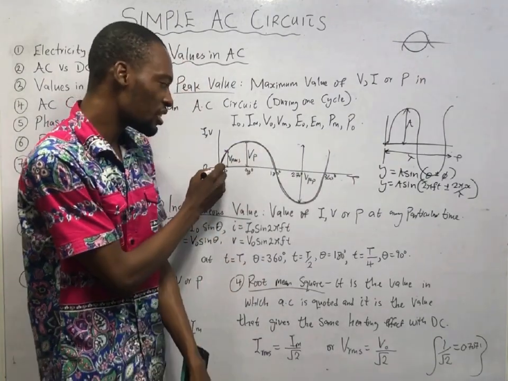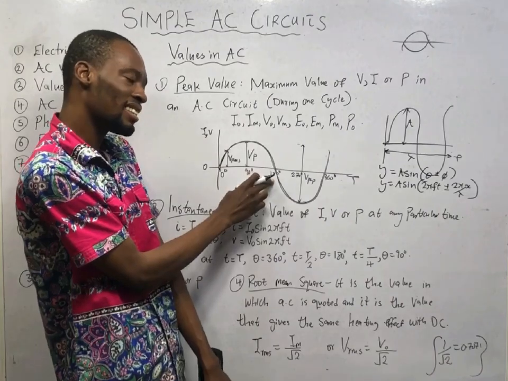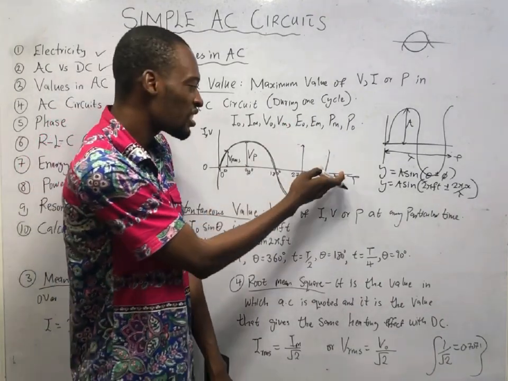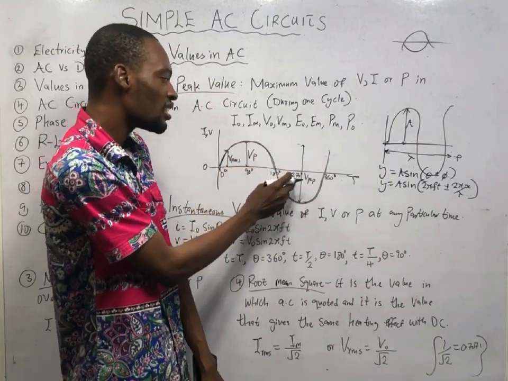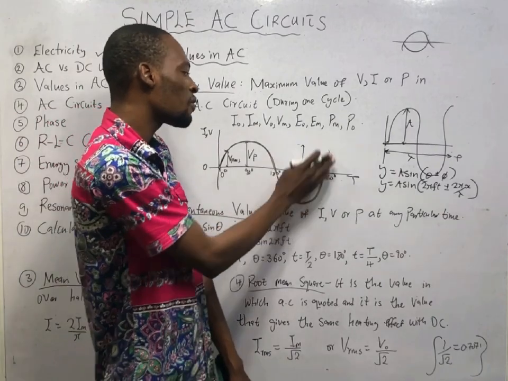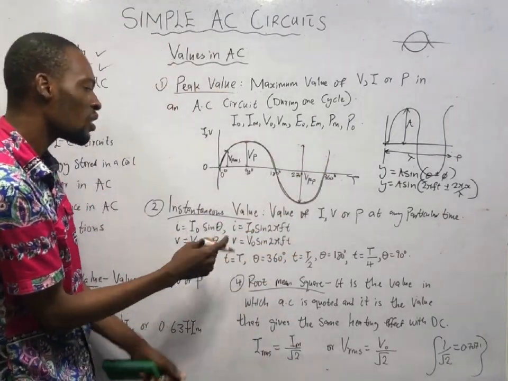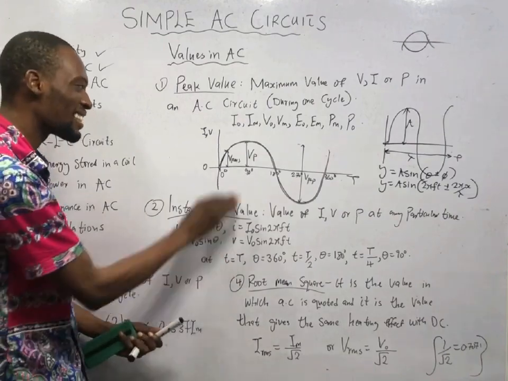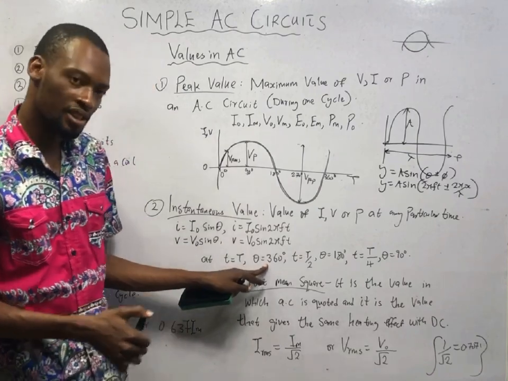So from here is 0 degrees. Half or half wave is 180 degrees. Full wave is 360 degrees, which means here is 90 degrees, here is 270 degrees, here is 360 degrees. So the time it takes for one complete oscillation is period. So if the time you are given is the same thing as the period of the wave, therefore the angle is 360 degrees.